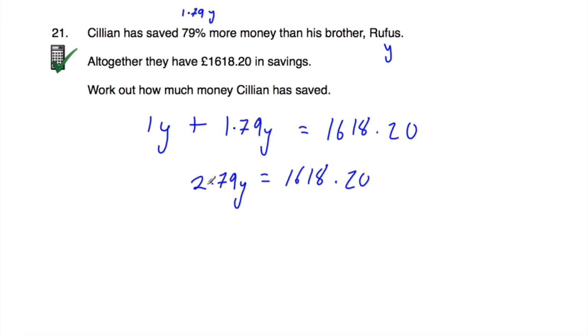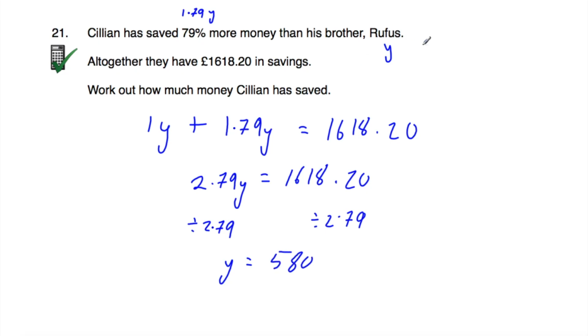We just need to solve this. So we just need to divide by this multiplier. So we just need to divide by 2.79 and divide by 2.79. Remember, to solve equations, you just divide both sides by what you're timesing the Y by here. So we're dividing by 2.79 to get rid of the times by 2.79. So we're left with Y. And then if we do 1,618.2 divided by 2.79, that's equal to £580.